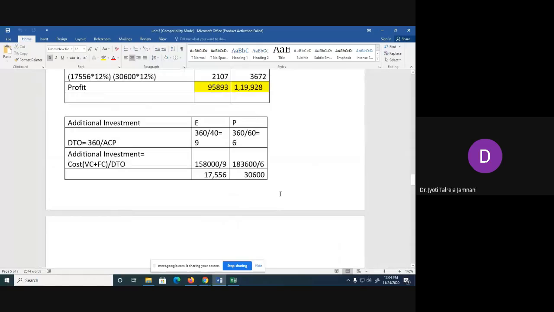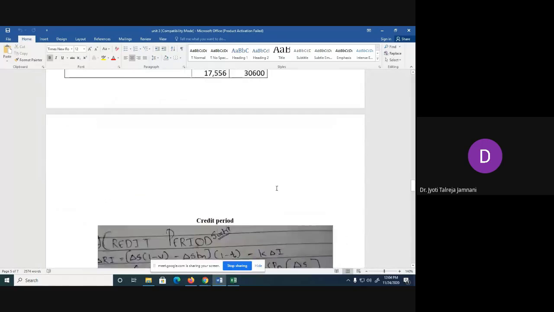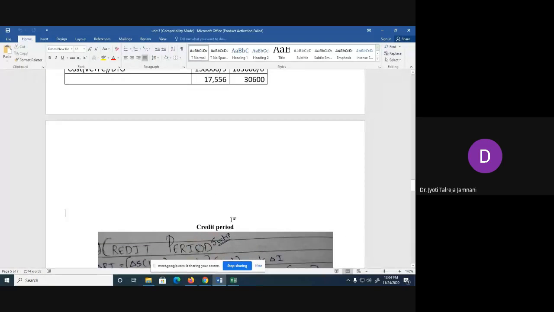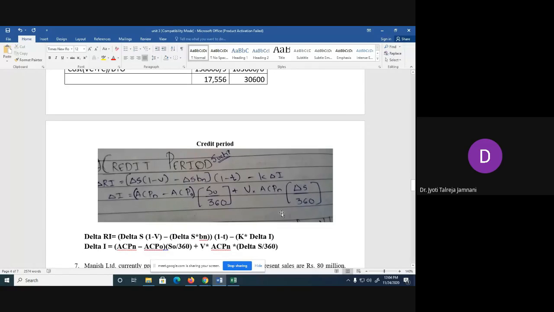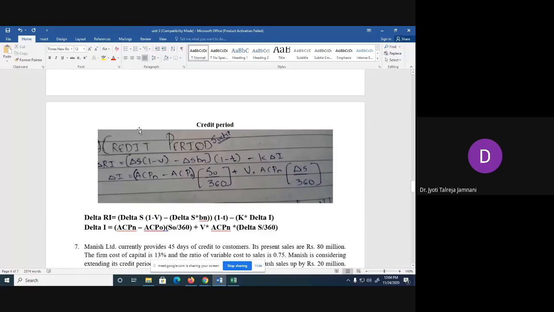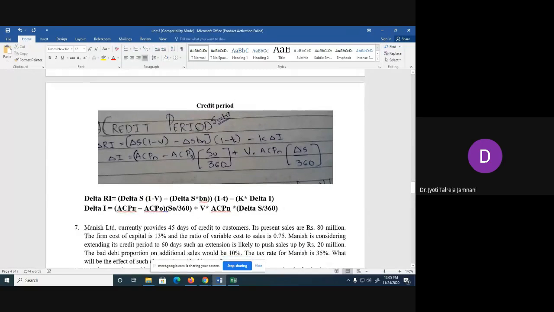Till last class we did it on credit standard. Now in credit period, this is the formula. I've written it again down also. Delta RI is equal to delta S into (1 minus V) minus delta S BN into (1 minus tax rate) minus K into delta I. How to find delta I is also written.